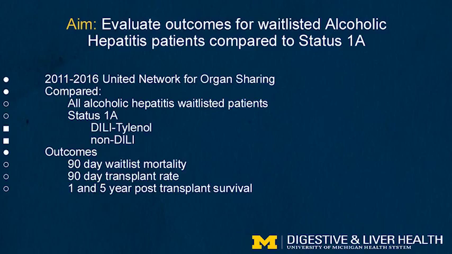This group looked at 5 years of UNOS, or United Network for Organ Sharing data, which collects data on all liver transplants that occur in the United States. They compared waitlisted ALCHEP patients with status 1A patients, and divided those into effectively Tylenol and non-Tylenol related acute liver failure, because Tylenol is the #1 cause of acute liver failure in the US. They looked at 90-day waitlist mortality, 90-day transplant rate, and then 1 and 5 year post-transplant survival, which are really our standard outcome metrics for transplant.